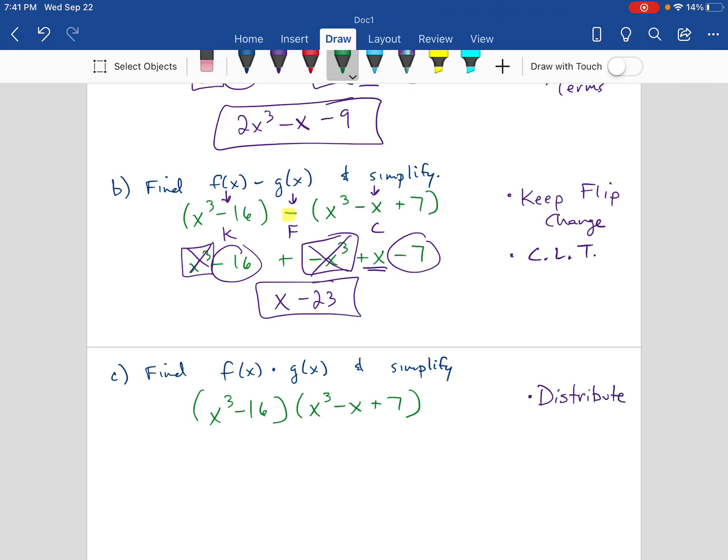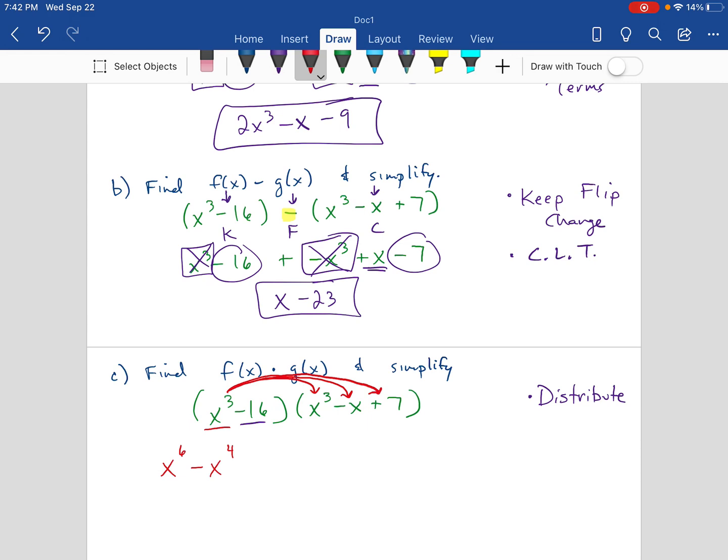I need to distribute both of these terms, so I need to distribute the x to the third, and then I need to distribute the negative 16 to everything in the other parentheses. So x to the third times x to the third will give me x to the 6. I have 3 in the first one, 3 in the second one, which add up to give me 6. X to the third times a negative x. Well, how many x's do I have in total now? I have negative x to the fourth.